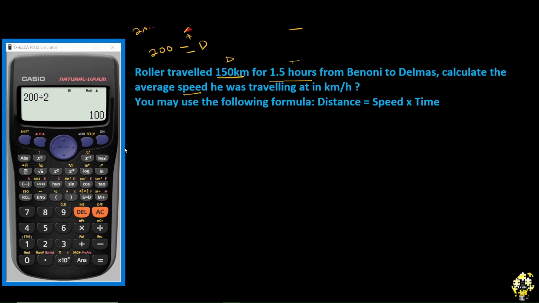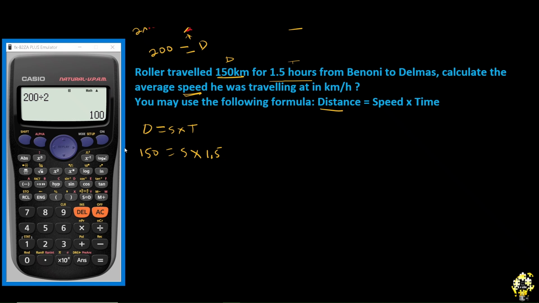Now, distance is equal to speed. You see, distance, but they want us to calculate speed. We are no longer complaining. Distance is equal to speed multiplied by time. Do we have distance? Of course, we have it as 150. Do we have speed? No, we don't. That's what they're asking us to calculate. Do we have time? Yes, we have it as 1.5.